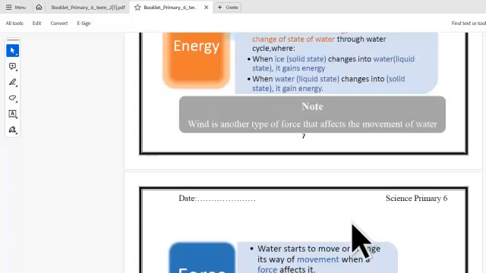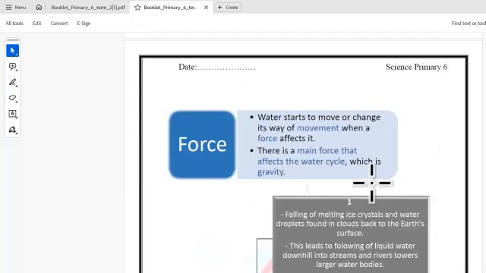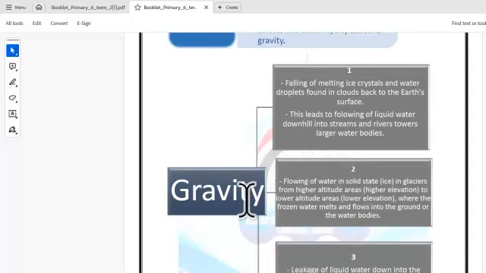Wind is another type of force that affects the movement of water, not only energy or force. Water starts to move or change its way of movement when a force affects it. There are main forces that affect the water cycle, which are gravity and wind. These are the types of forces that control the water cycle. Gravity, like the falling of melting ice crystals and water droplets found in clouds back to the Earth's surface.